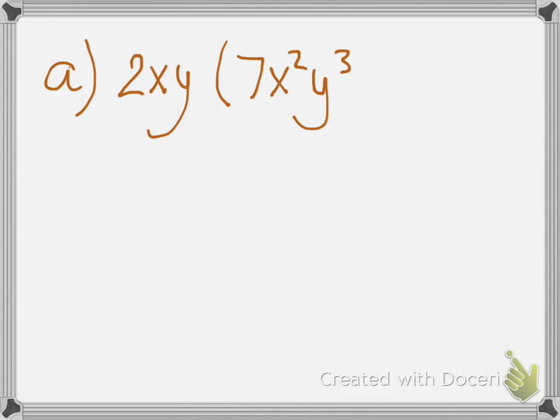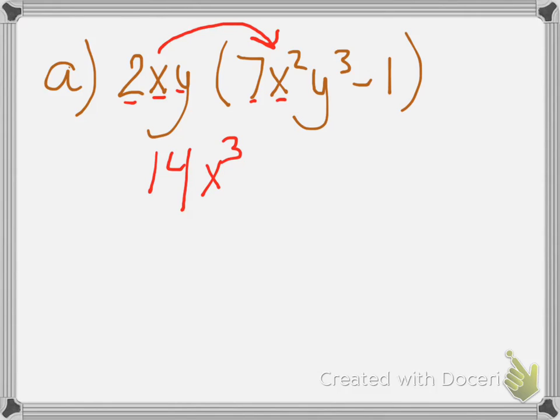Then the book gets a little bit harder in that it starts to give you a monomial that has two variables in it. So let's take this monomial 2xy times this binomial, 7x squared y cubed minus 1. So again, same idea. We're just multiplying together. Now remember, these whole numbers can be multiplied together. So 2 times 7 makes the 14. And then the x's can be multiplied together. X times x squared is x cubed. And the y's can be multiplied together. Y times y cubed is y to the 4th.